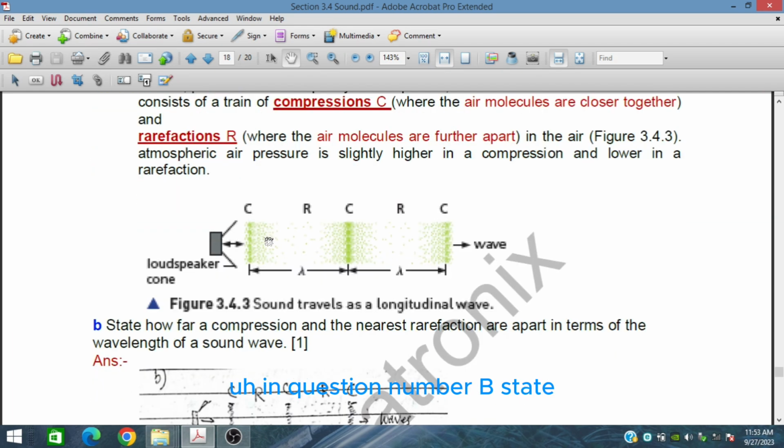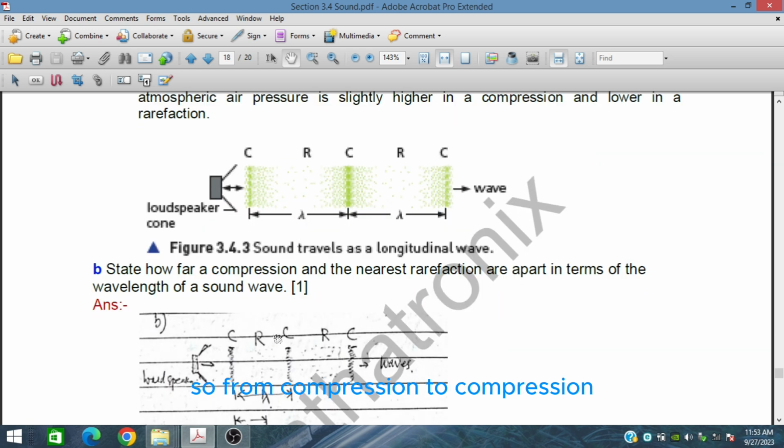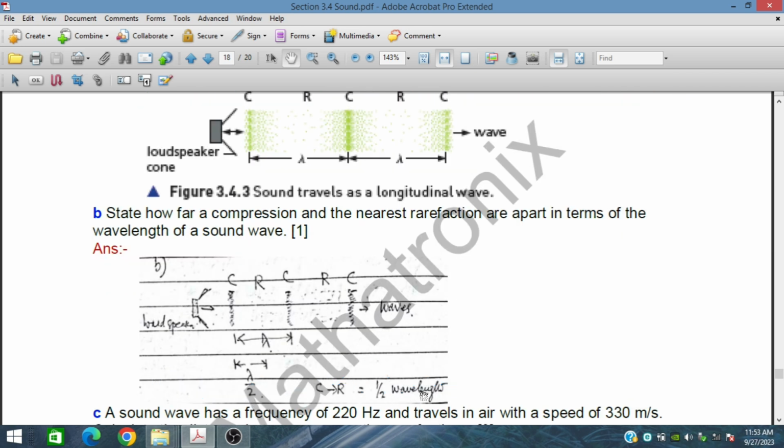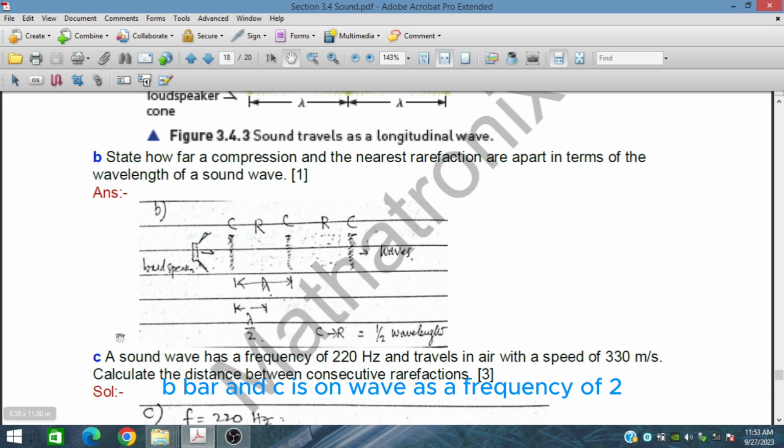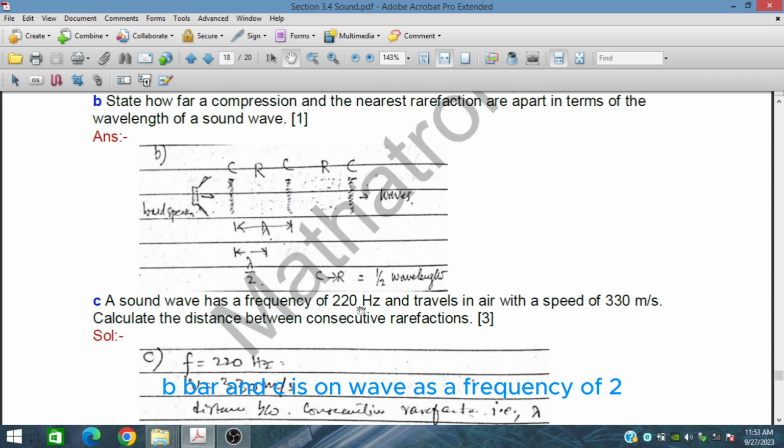In question number B, state how far apart the nearest compression and rarefaction are in terms of the wavelength of a sound. From compression to compression is a wavelength, so compression to rarefaction is half a wavelength. So that is part B.